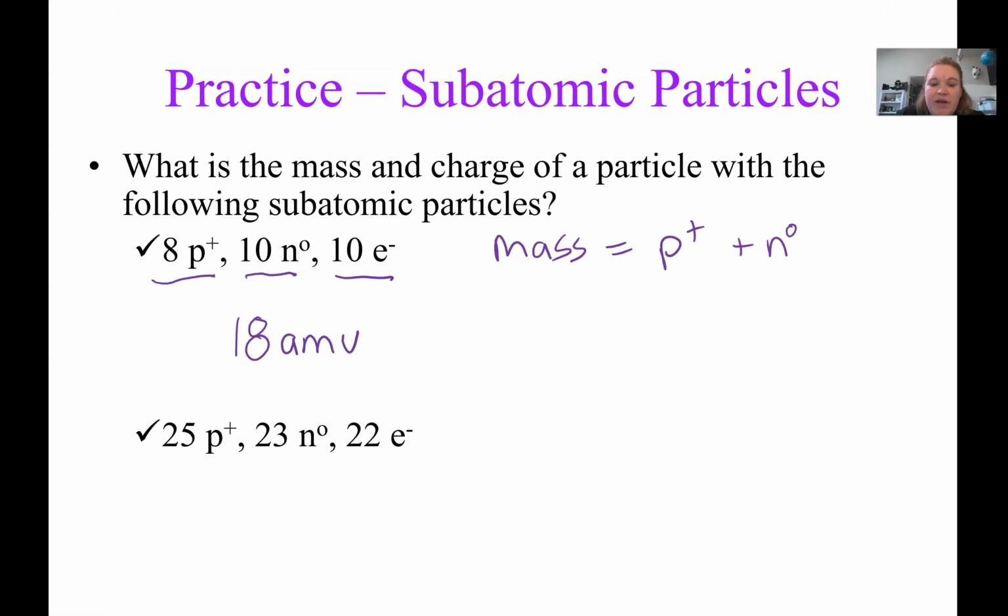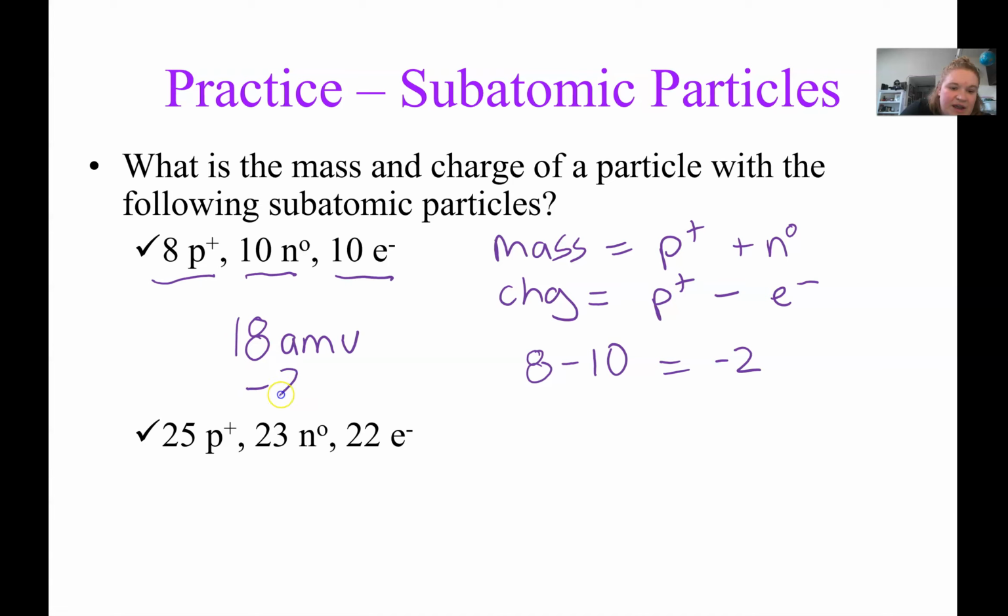For the charge, we're going to compare the number of electrons to the number of protons. We can even write it out into an equation and say that the charge is equal to the protons minus the electrons. So for this, we're going to say 8 minus 10, and that will give us a -2. So we have a -2 charge. You can also look at it more from a logical point of view. If we have 8 positives and 10 negatives, 8 of those negatives are getting canceled out, and that leaves behind 2 negatives. So we would have a -2 charge.